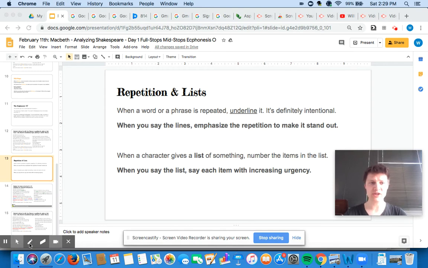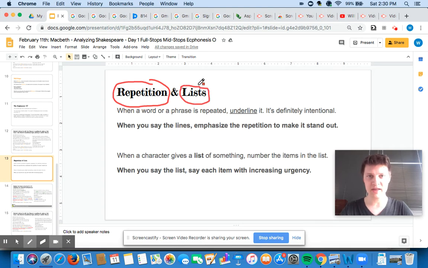So the final thing we're going to talk about sounds extremely basic, and in fact is pretty basic, but Shakespeare uses it a lot, so it's worth talking about. When things are repeated, or when there are lists of things, this is obviously very intentional, right? Shakespeare did not do things by accident. I know this sounds like a very Englishy teacher thing to say, but it's true. There's nothing by accident.